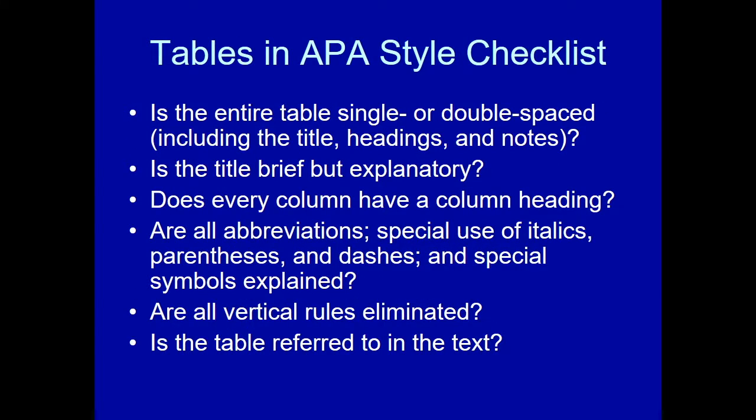So here are some actual checklists from the APA that they have for tables. Is the entire table single or double spaced, including the title, headings, and notes? If not, fix it so it is. Is the title brief but explanatory? Does every column have a column heading? Are all abbreviations, special use of italics, parentheses, dashes, and special symbols explained? Are all vertical rules or lines eliminated?